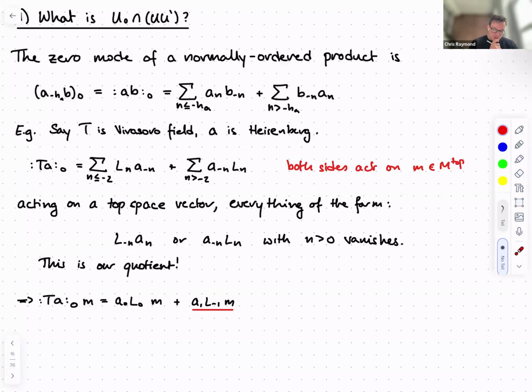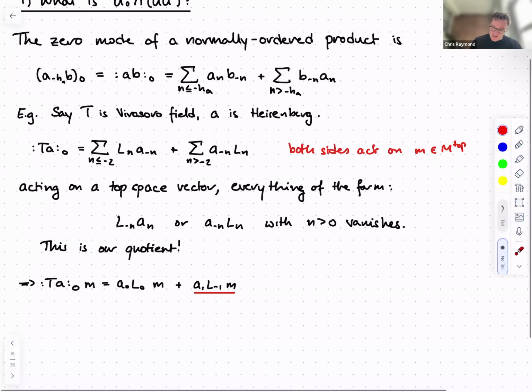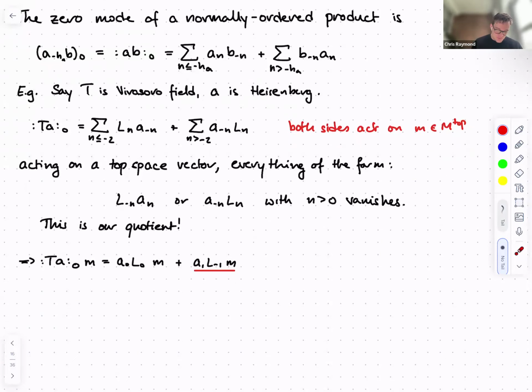acting. So what this quotient is exactly doing is it's taking some expression like this, and it's getting rid of exactly all of these terms where on the right-hand side I have something that has a strictly positive mode index. Because I know when I act such an expression onto a vector that lives in my top space, these expressions have to vanish. So that's what I'm quotienting out by. What I'm left with after this quotient are terms that look like this here. So in this example, these will be the two terms I'm left with after applying my quotient.